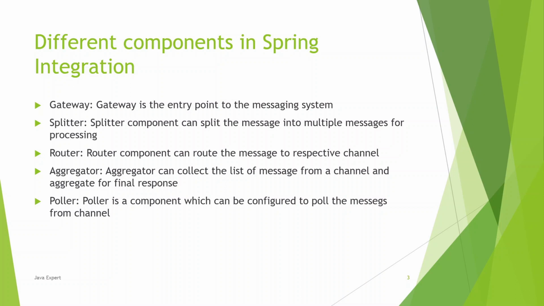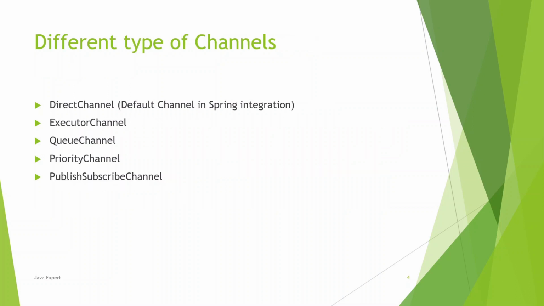So there are channels where we have to pull the message from the channel. For that we have to configure a poller component. Based on the configuration, that particular poller component will pull the message from the channel and send it for processing. So these are the basic components we have in Spring Integration. When you are going for a Spring Integration implementation, we have to remember these components. Based on our requirement, we can use them.